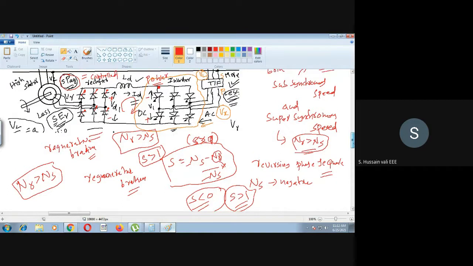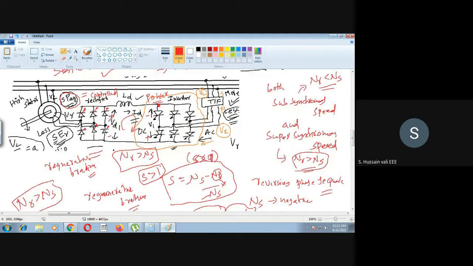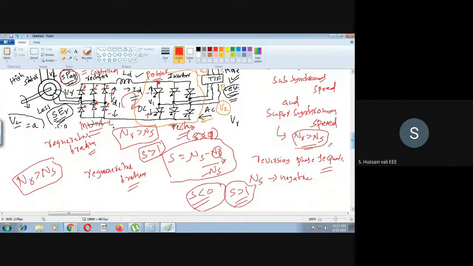How you can make this is that you control the firing angle of this one. For example, this is acting as an inverter, or this is acting as a rectifier. So you change the roles of these. You have two controlled rectifiers here. I told you already that a full converter can work as either a rectifier or an inverter, depending upon the value of alpha. Here also, either it can work as a rectifier or inverter. If one operates as a rectifier, the other works as an inverter. You can reverse the roles by changing the value of alpha.